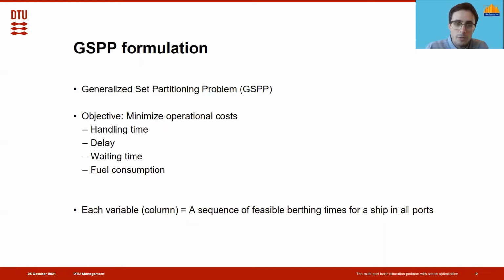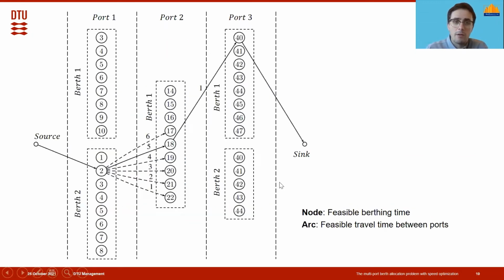In order to compute these variables, we use a graph representation. So we can think of a graph for each of the ships, where the nodes correspond to a feasible berthing time at a given port and berthing position. Then we will use arcs to define the feasible travel times, depending on the range of speeds that we are allowing, that will connect berthing times at consecutive ports.